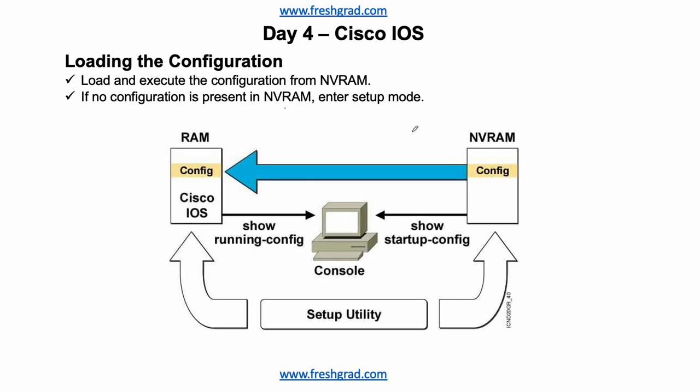Loading the configuration, what happens? When you run show startup-config, it goes into NVRAM. Remember, the startup configuration is stored in NVRAM, and the running configuration is stored in random access memory, RAM. So don't get confused. Usually no one asks this question, but someone might ask you where the startup config and running config are stored in the router. So this is a really good interview question, right? It's very basic, but sometimes people forget it.